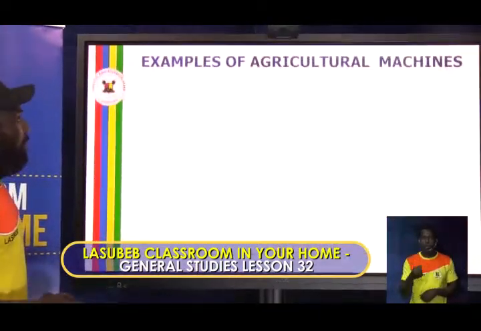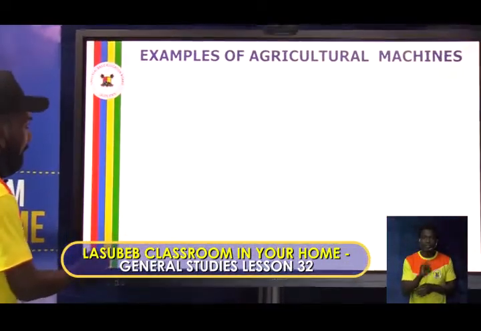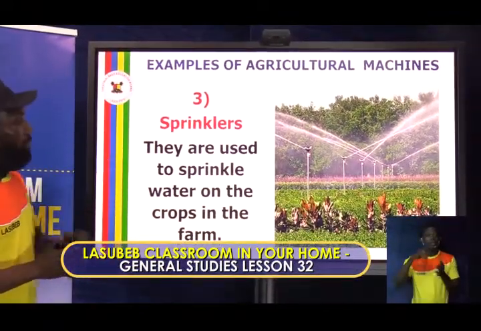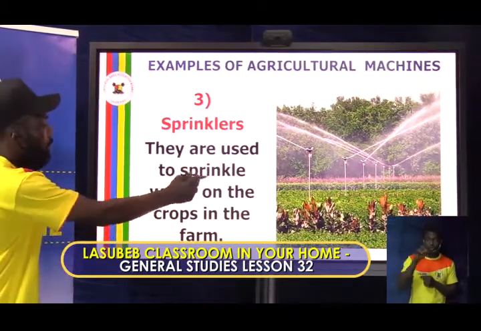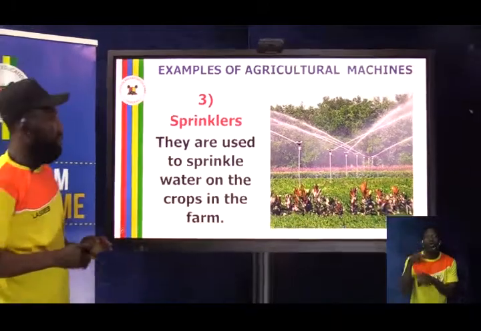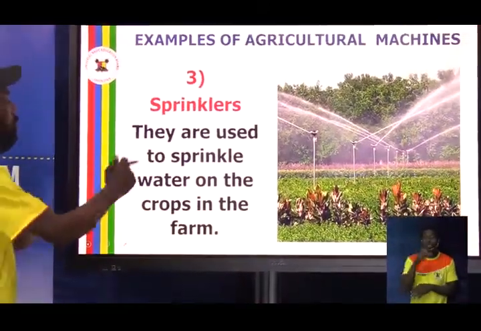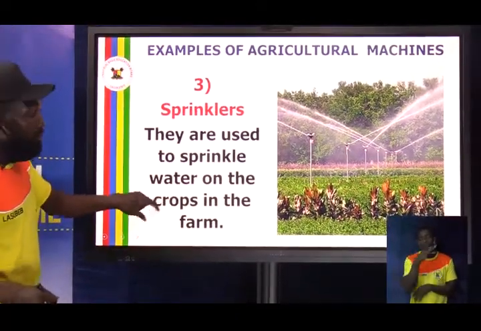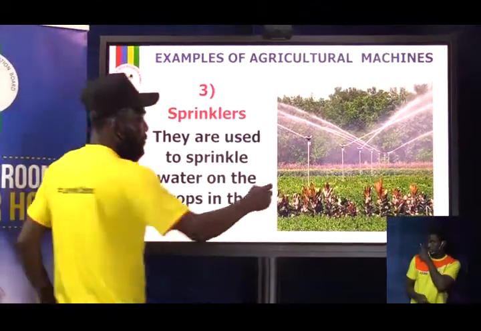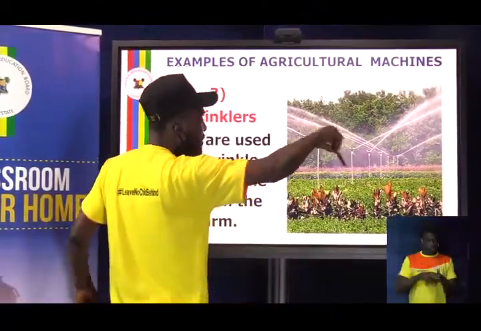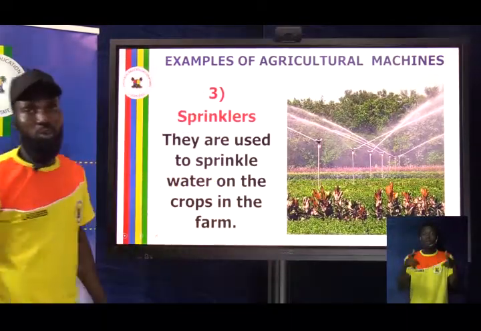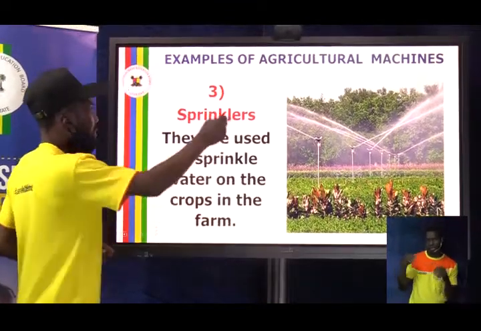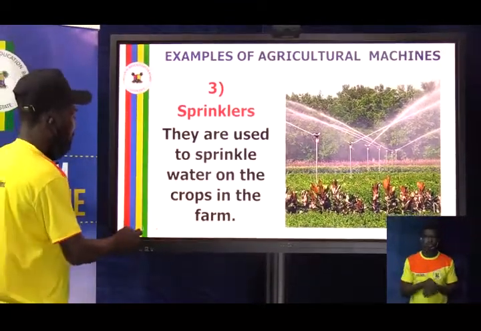Let's look at another agricultural machine, the third one, and this one is sprinklers. What do we use sprinklers for? Sprinklers are used to sprinkle water on the crops in the farm. You can see a sprinkler here. This one will sprinkle water on a very large area of land. Unlike you carrying a watering can to water, this one will really cover a very large area of land. This is another example of agricultural machine.